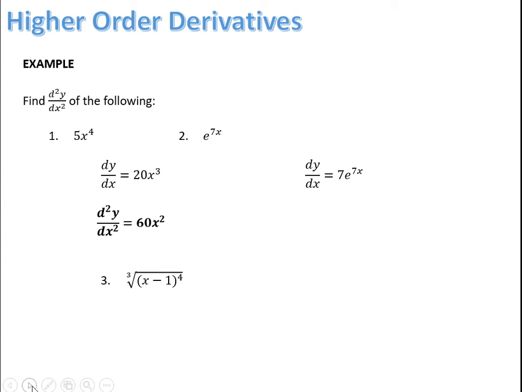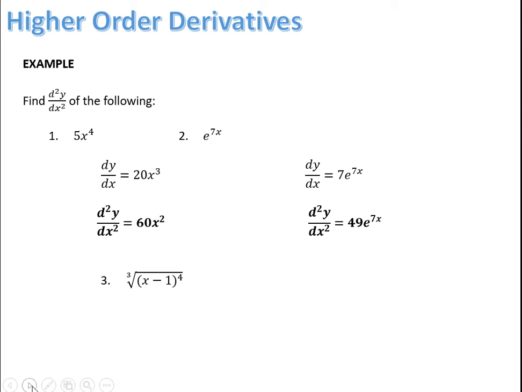So if we've got e to the 7x, when we differentiate that, it becomes 7e to the 7x. We differentiate the index part, we get 7, and we multiply by that part. In which case, if we differentiate again, the same thing applies, and it becomes 49e to the 7x.